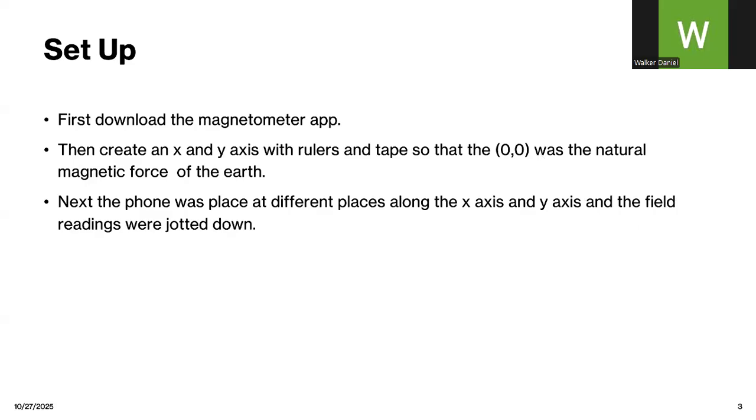First, we need to download the magnetic meter in order to start this experiment. Then we had to create an XY axis with rulers and tape on the phone so that the 0,0 was the neutral natural magnetic force of the Earth, and the tape acted so that we knew exactly where our 0 was on the phone. Next, the phone was placed at different places along the X and Y axis, and the fields were jotted down. We then plugged in all our data for calculations, as we'll see in a few minutes.